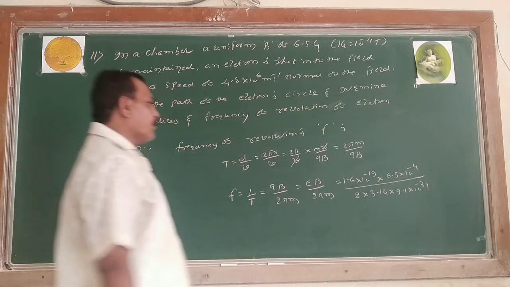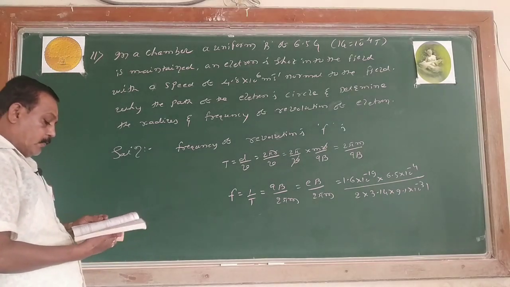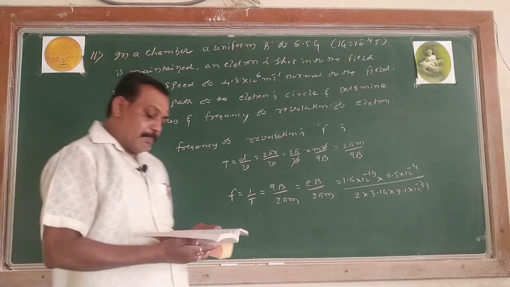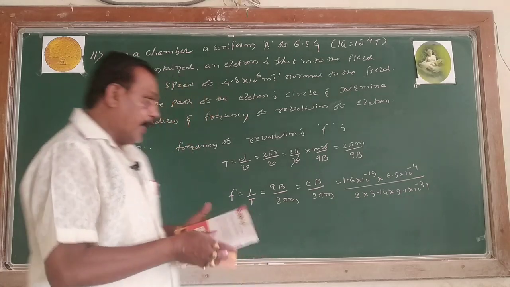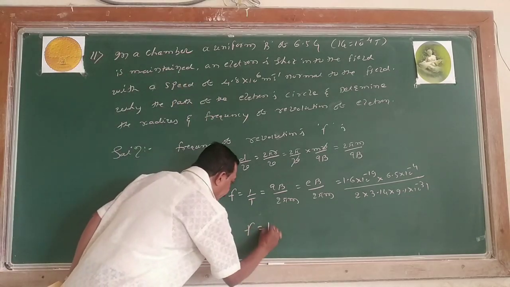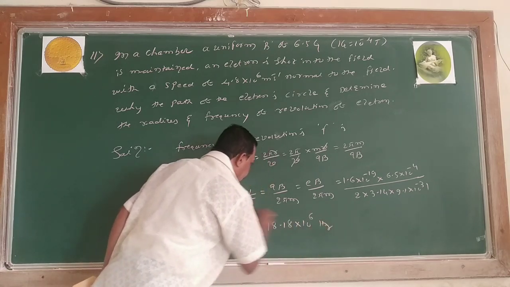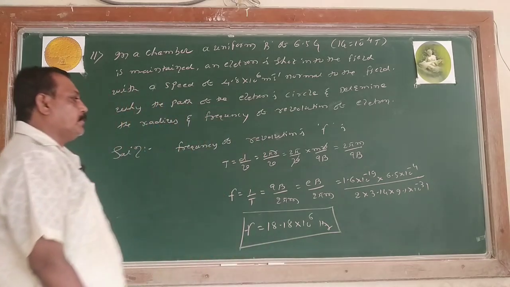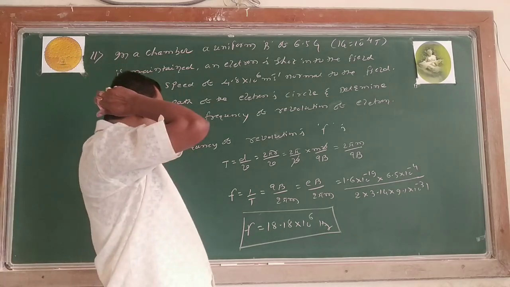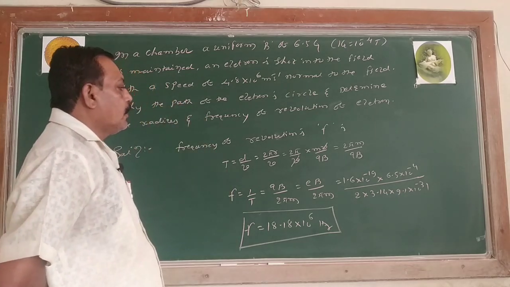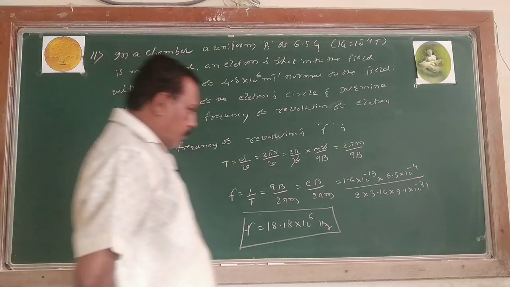Then after solving this, जहाँ पे रुक जाते हैं वहाँ पे आप कैलकुलेटर यूज कर सकते हैं. So your answer is 18.18 into 10 to the power of 6 hertz. This is your frequency of revolution. देखो एक बार.